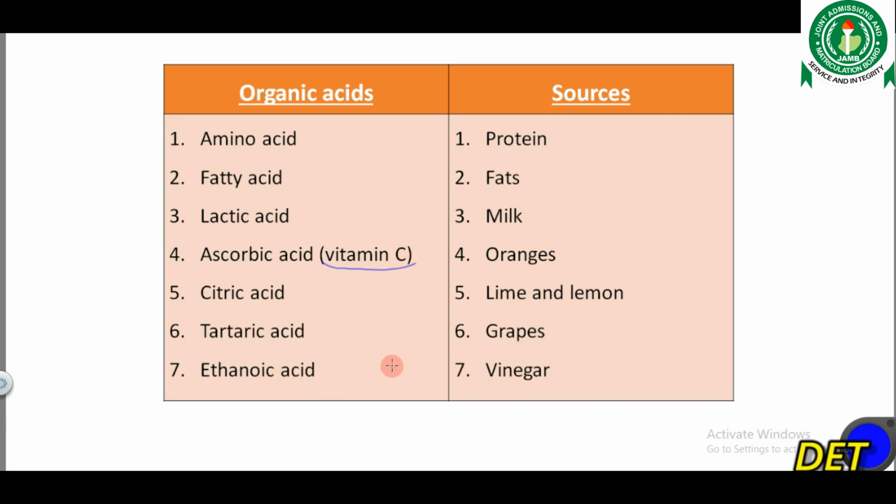So this table is very important. It's very important and crucial. You can be asked questions from this aspect, like which of the following acid is found in oranges. You should know that it is ascorbic acid, right? Also known as vitamin C.